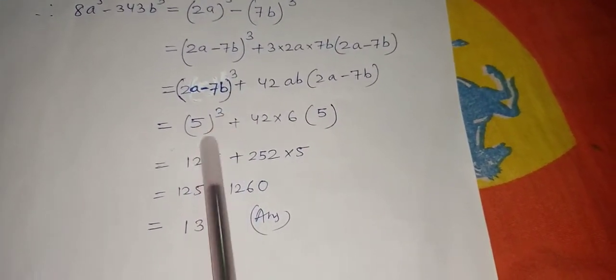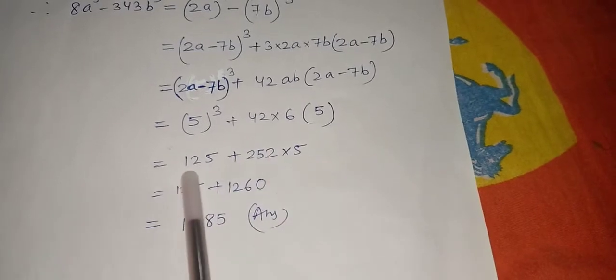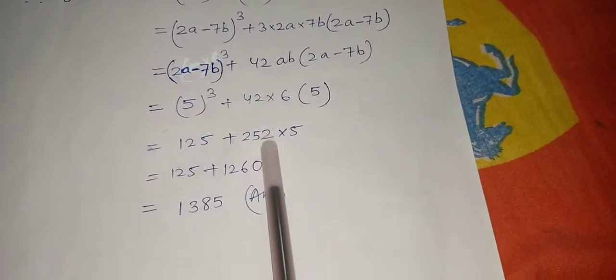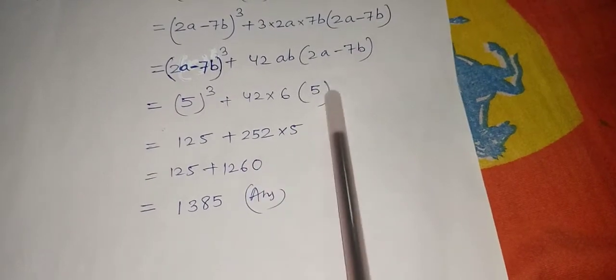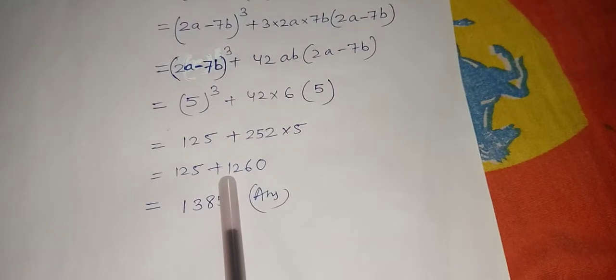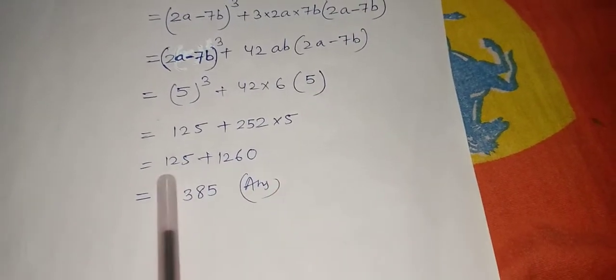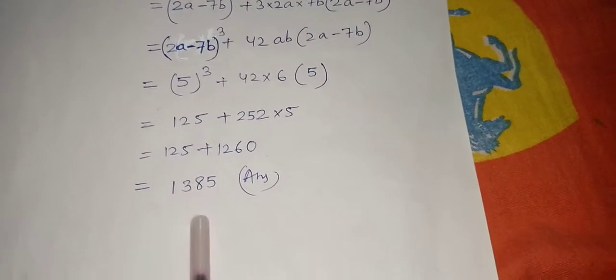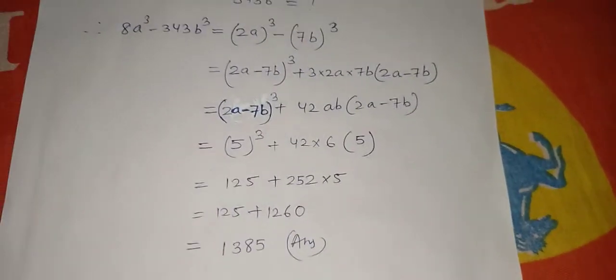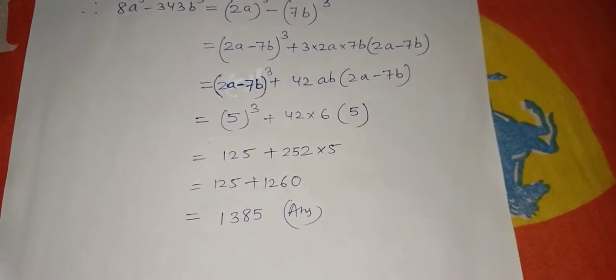5 cube means 5 into 5 into 5, that is 125. And 42 into 6 you can multiply, it is 252, and into 5. And if you multiply these two, my answer will be 1260. And when it is added with 125, final answer is 1385. So this is how I have done this question.